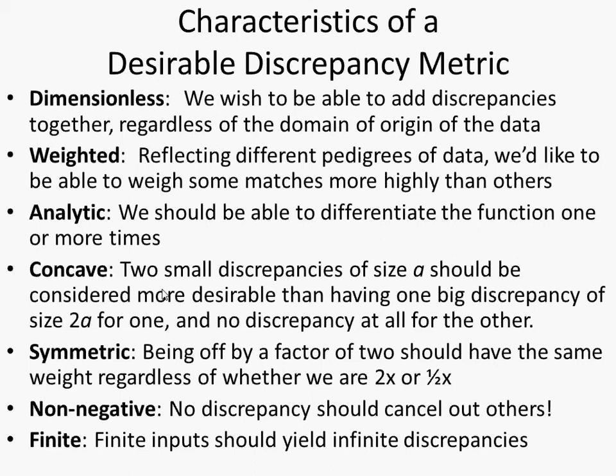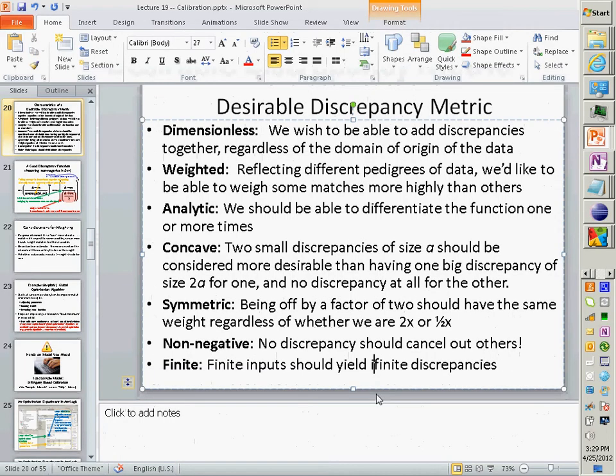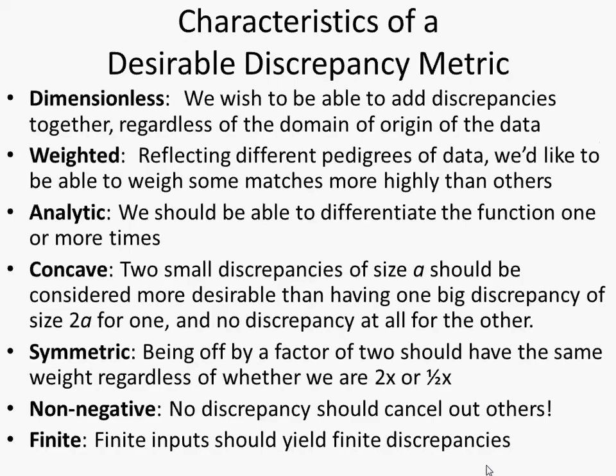You want it to be symmetric, so being off by a factor of 2 should have the same weight, for example, whether we're 2 times the value or 1/2 the value. Non-negative. So a discrepancy in one thing shouldn't cancel out a discrepancy in another. More discrepancy should be worse, not better. Finite input should yield finite discrepancies. There should not be infinite discrepancies. So there's a set of criteria there in terms of discrepancies.